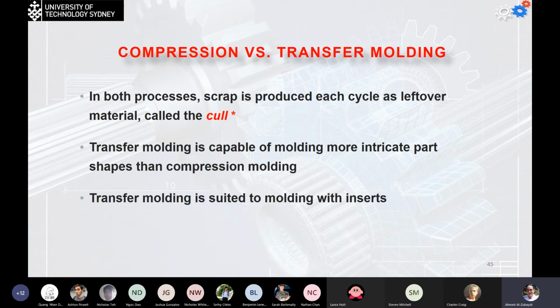Transfer molding is usually suited to molding with inserts. And simply we can place metal or ceramic inserts in the cavity before the pressing. So we're going to press the thermoset material, and it's going to have some reinforcement in the metal.